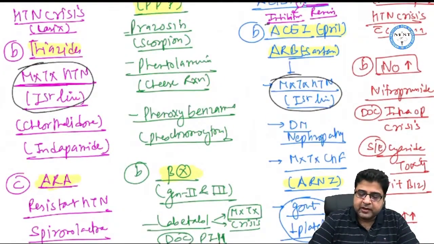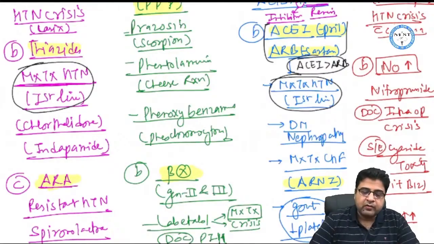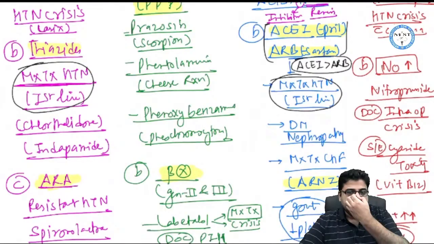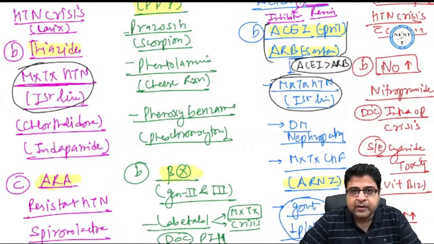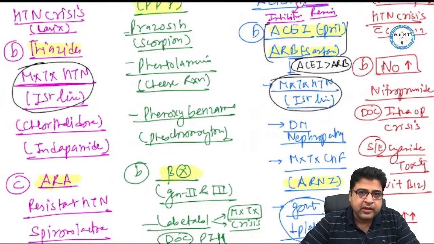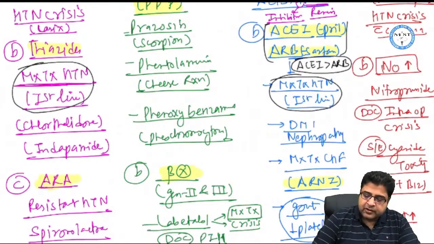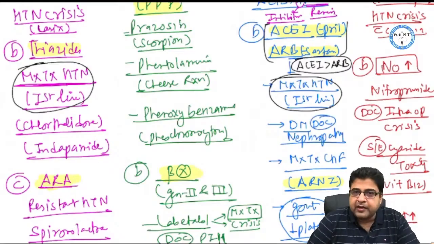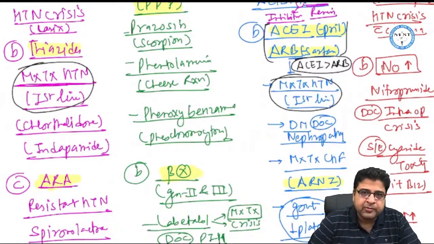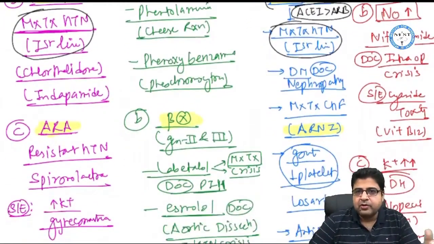So two groups are here, ACE inhibitor and ARB, and for all indications, ACE inhibitors are always preferred over ARB. ACE inhibitors are always given as a first drug. If the patient cannot tolerate ACE inhibitor, then only we give ARB, otherwise we only give ACE inhibitor. So they are the first line drug for maintenance treatment of hypertension. These medicines are also drug of choice for diabetic nephropathy, or we can say albuminuria.